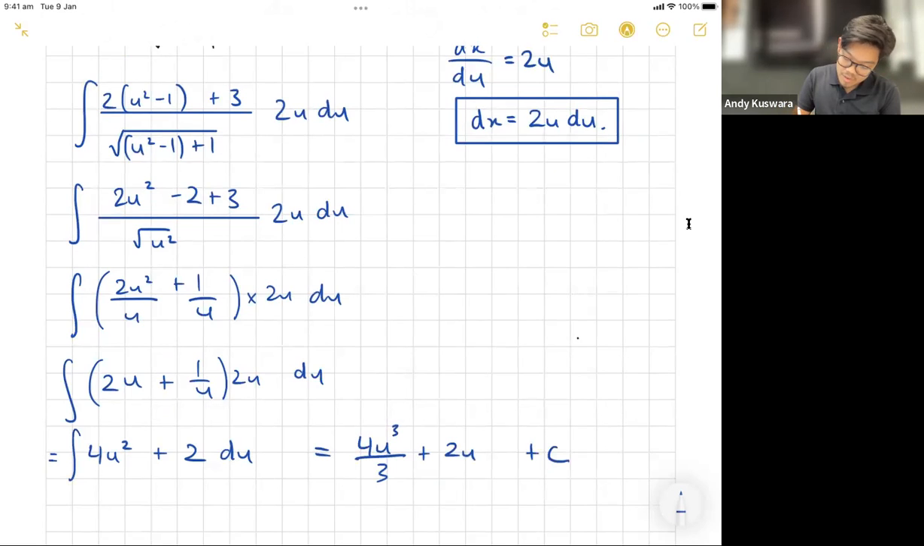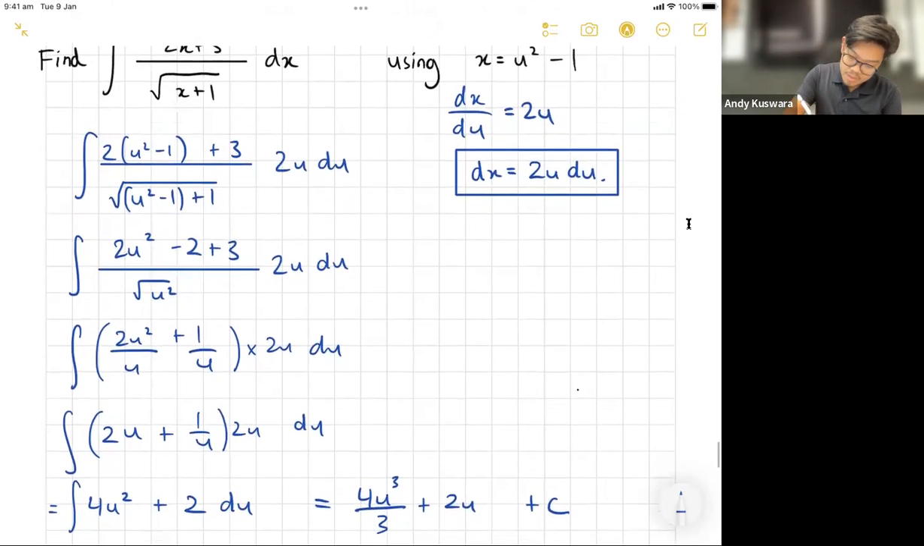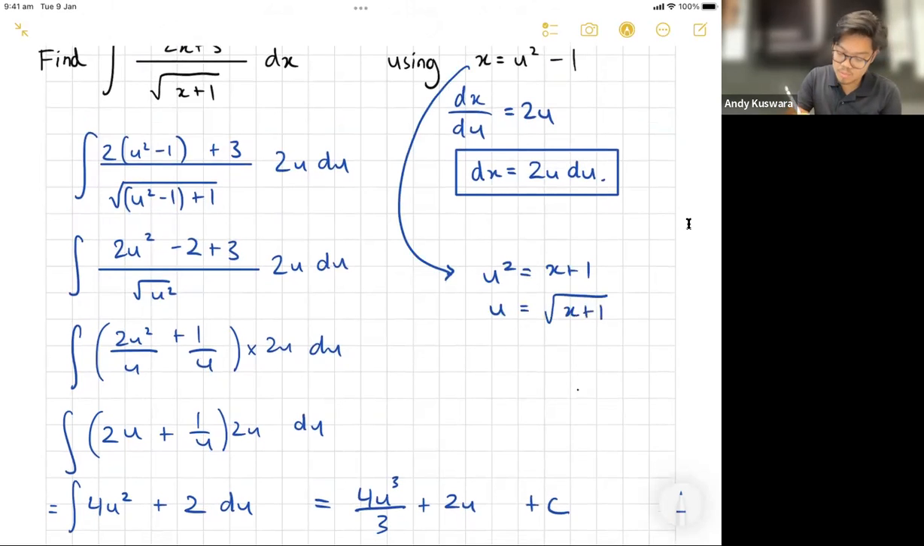Now all we need to do now is find some sort of expression for u. So if I go from here, I can see that x equals u squared, take away 1. So u squared equals x plus 1, just rearranging, and u is going to equal the square root of x plus 1. Right, technically positive and negative, but for this case here, we're really only going to look at the positive here.